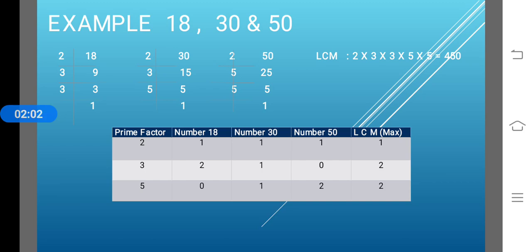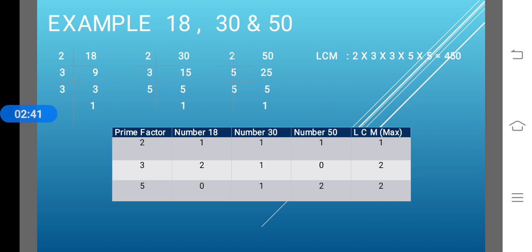In the same way, 3 occurs twice in 18 and once in 30. So the maximum number of 3 is 2. 5 occurs once in 30 and twice in 50. The maximum number of 5 is 2. For your better understanding, a table has been prepared for you. Therefore, the LCM is 2 into 3 into 3 into 5 into 5 and the LCM is 450.